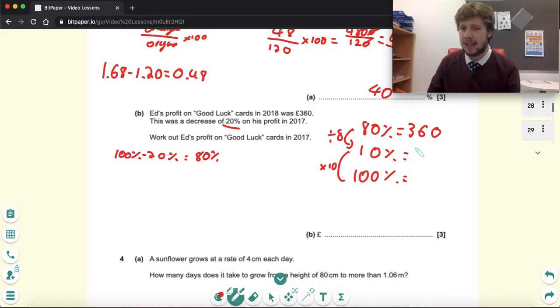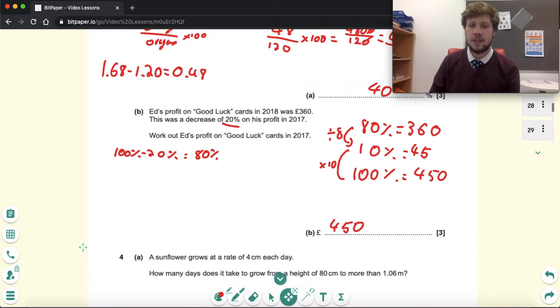360 divided by 8 is 45. Multiplied by 10 is 450. So therefore my total amount was 450.